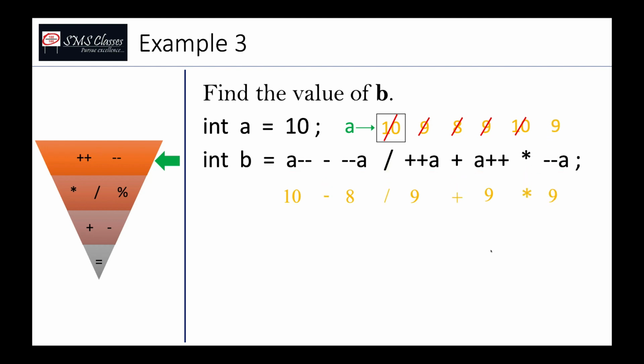The next precedence goes to multiplication, division, and modulus. Again from left to right. On my left, I see 8 by 9, which is 0. 9 star 9 is 81. The next precedence goes to addition and subtraction. Again from left to right. So 10 minus 0 is 10. Then plus 81 is 91. Now the last precedence is equal to, so 91 gets assigned to B. This is exactly how an expression gets evaluated based on the precedence of the operator.